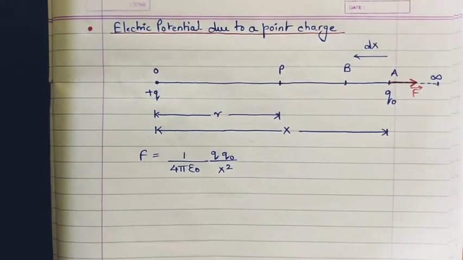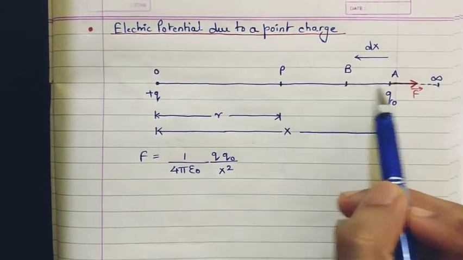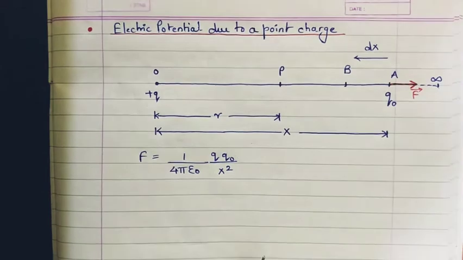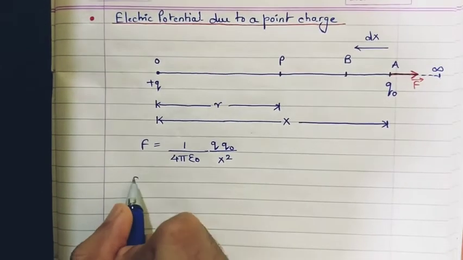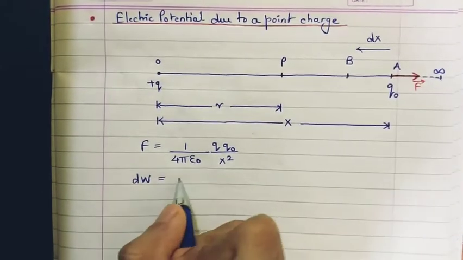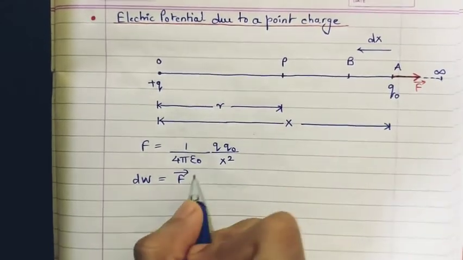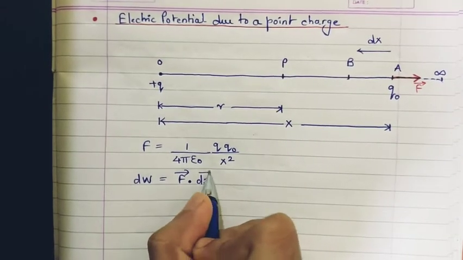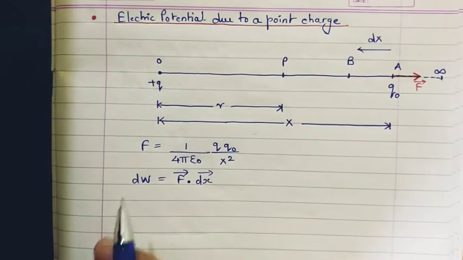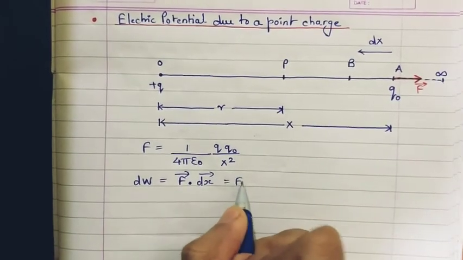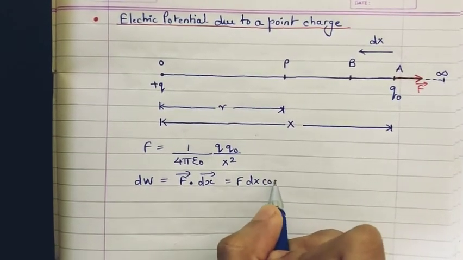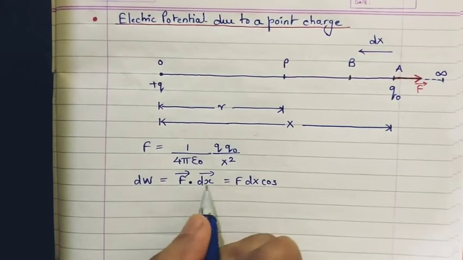So the small work done in moving the test charge from A to B through a small displacement dx against the electrostatic force will be given by, let's say it is dW, the small work done, equals F, the electrostatic force, dot dx, the displacement. Force dot displacement is the work done. So what is it going to be? Force into displacement into cos of theta, the angle between force and displacement.